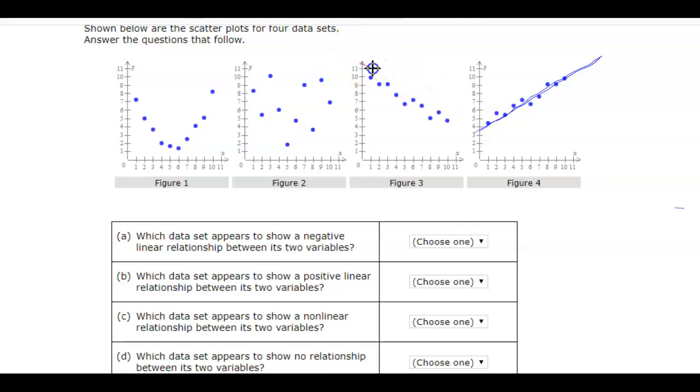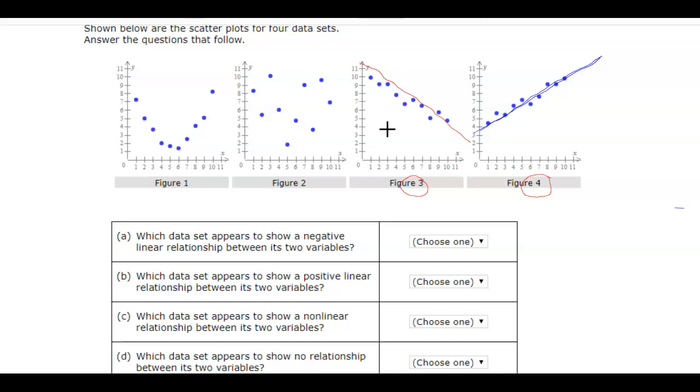And figure 3, the slope of this one would be negative. So figure 4, this has a positive relationship. And this one has a negative linear relationship. And figure 2, you'll notice that the dots are all over the place. So if the dots are going to be all over the place like that, you can say that there's no relationship whatsoever between the variables. All right, so no relationship.